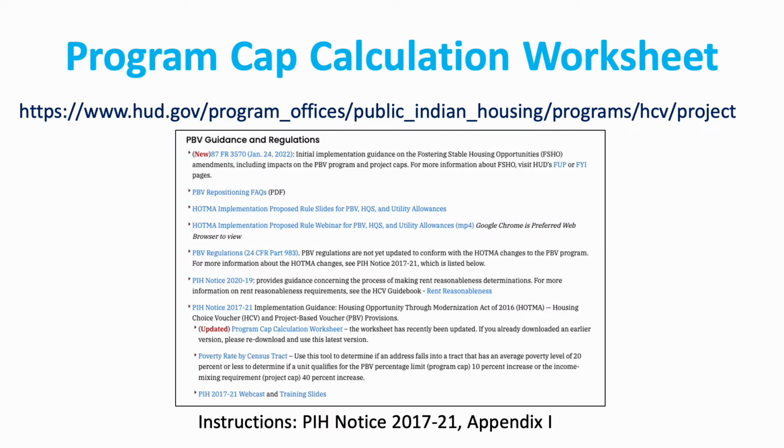The other method for submitting this data to HUD is by using the Program Cap Calculation Worksheet. It can be found on HUD's Project-Based Voucher page at this link, where you will find additional important resources related to the PBV program. This worksheet is an alternate and more efficient method for submitting PBV program cap reviews to HUD. The next few slides will walk through how to complete each step of the worksheet.